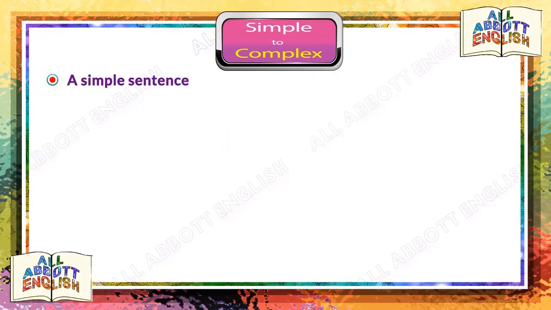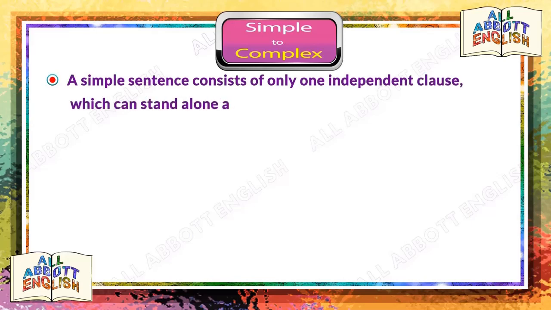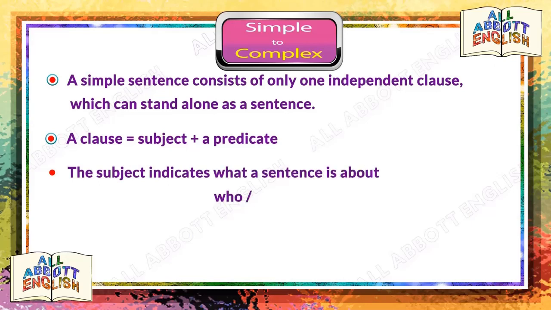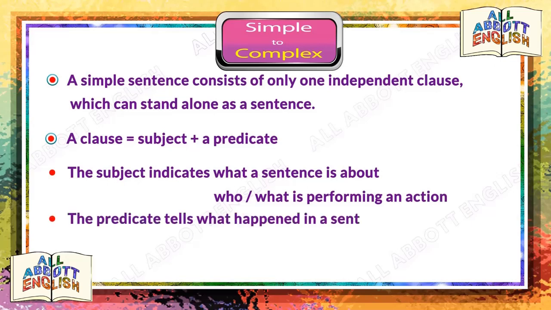A simple sentence consists of only one independent clause. It can stand alone as a sentence. A clause has a subject and a predicate. The subject of a sentence is the person, place, or thing that is performing an action. The predicate tells what happened in a sentence.